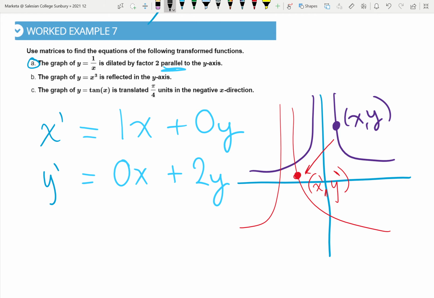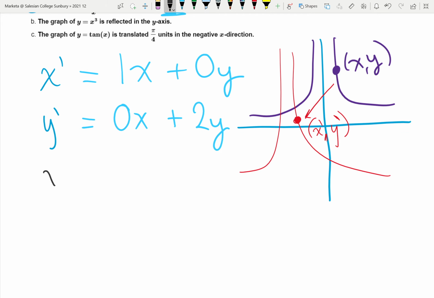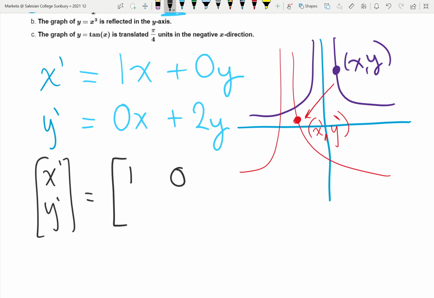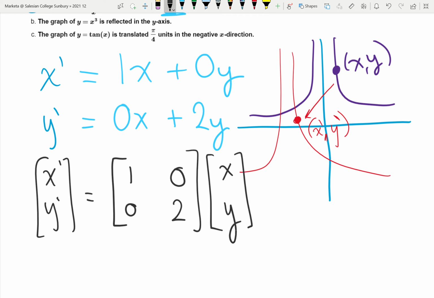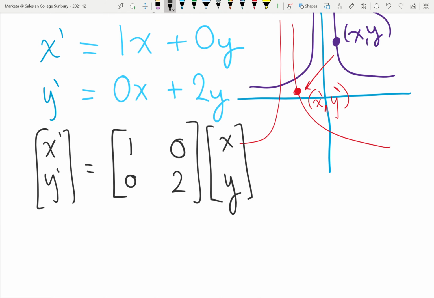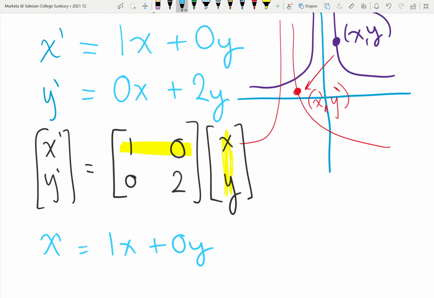So what we can do then is we can make a matrix out of that. So we can say x image, y image equals 1, 0, 0, 2, times xy. And well, now we can multiply our matrix. And how we multiply matrices, it's row by column. So we're going to get x image equals 1x plus 0y. And notice that we're just going back to what we had in the beginning. But remember, the exercise is so that we can practice working with matrices. The next one, well, we go row by column, and we get 0 times x, so this is y image, equals 0x plus 2y.